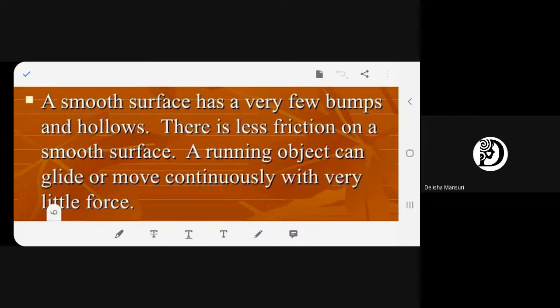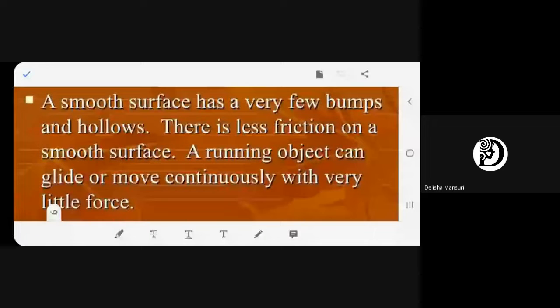Yes, in a smooth surface there is less friction on a smooth road. So a running object can run continuously with little force.